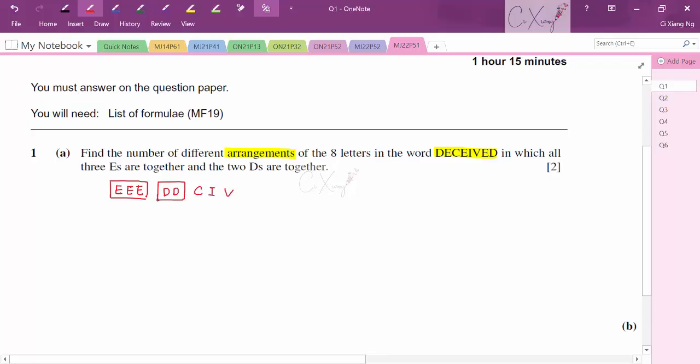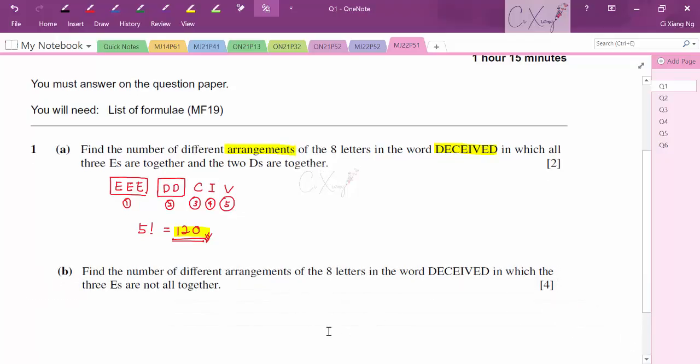All right, so first of all, we are going to arrange these 5 items here: 1, 2, 3, 4, 5. So to arrange the 5 items, it will be 5 factorial, which is equal to 120. All right, and now we go to part B.